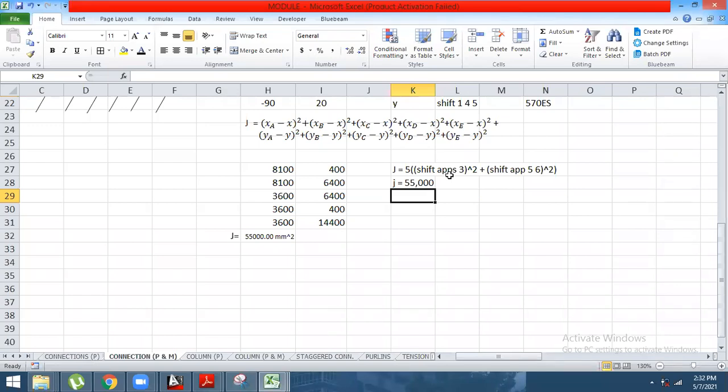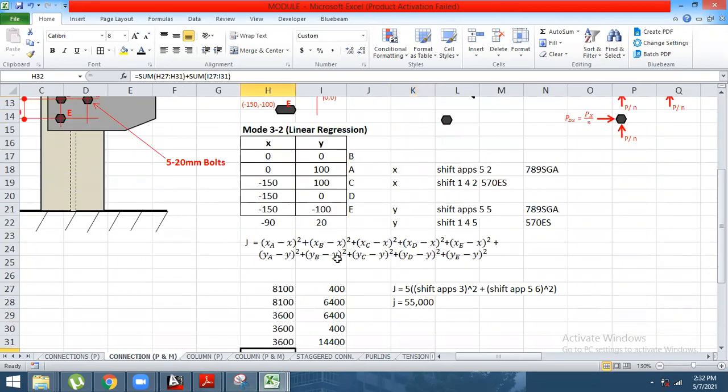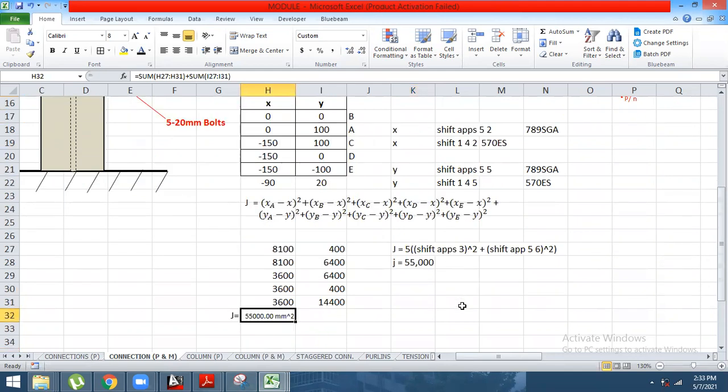So, 5 times shift ups 5, 3 squared plus shift ups 5, 6 squared. So, we could easily get the 55,000, which is the polar moment of inertia of all the bolts. Okay? So, it's up to you if you're going to use the conventional method or using the calculator for faster.